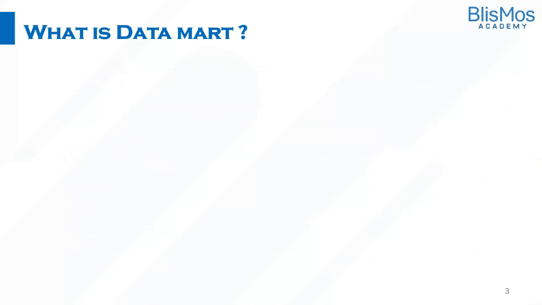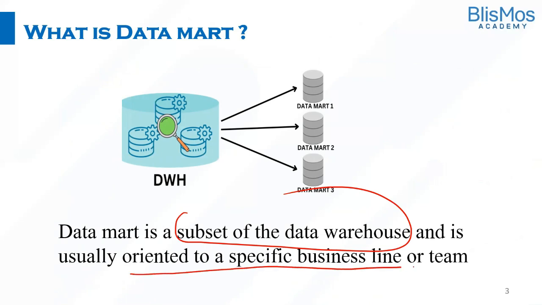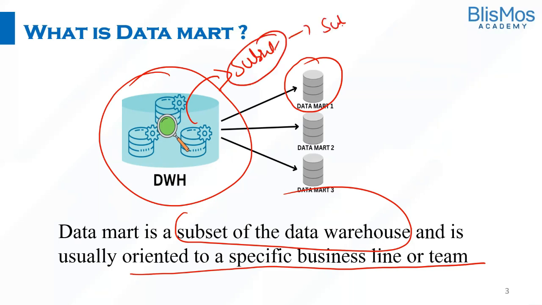So what is a data mart then? A data mart is a subset of the data warehouse and it is usually oriented to a specific business line, team, or subject. So the data warehouse is a monolithic repository of data involving multiple subjects, which is one in an organization. If I want particular subject data, that is where we extract the subset of the data pertinent to particular subjects and make data marts out of it.